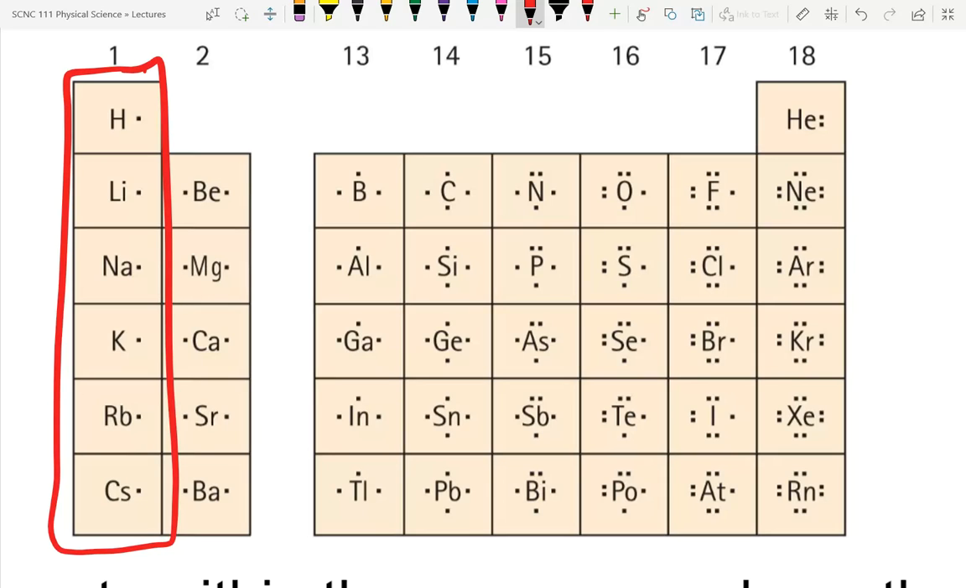There is one exception. Who can find the one exception to each column looking exactly the same? Helium. Helium doesn't look like the rest. Can you tell me why not? Because it's already full. Yeah, it's full with 2. It doesn't have 8, but it's full with 2, so it looks different. The rest of them show 8.